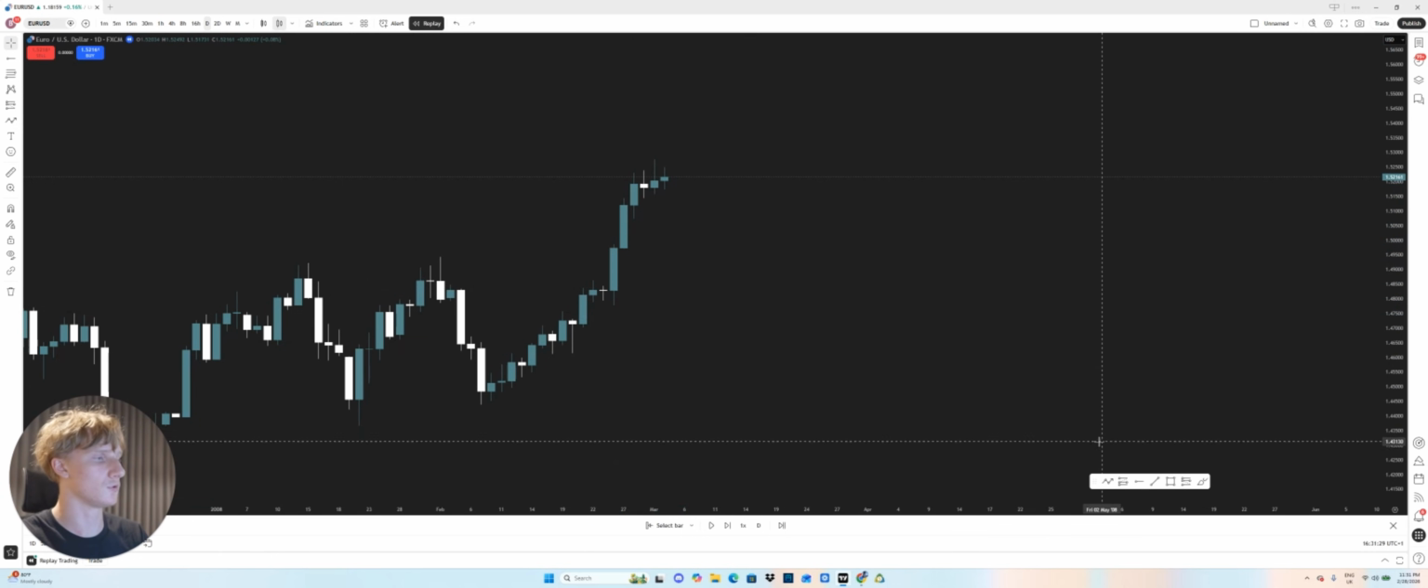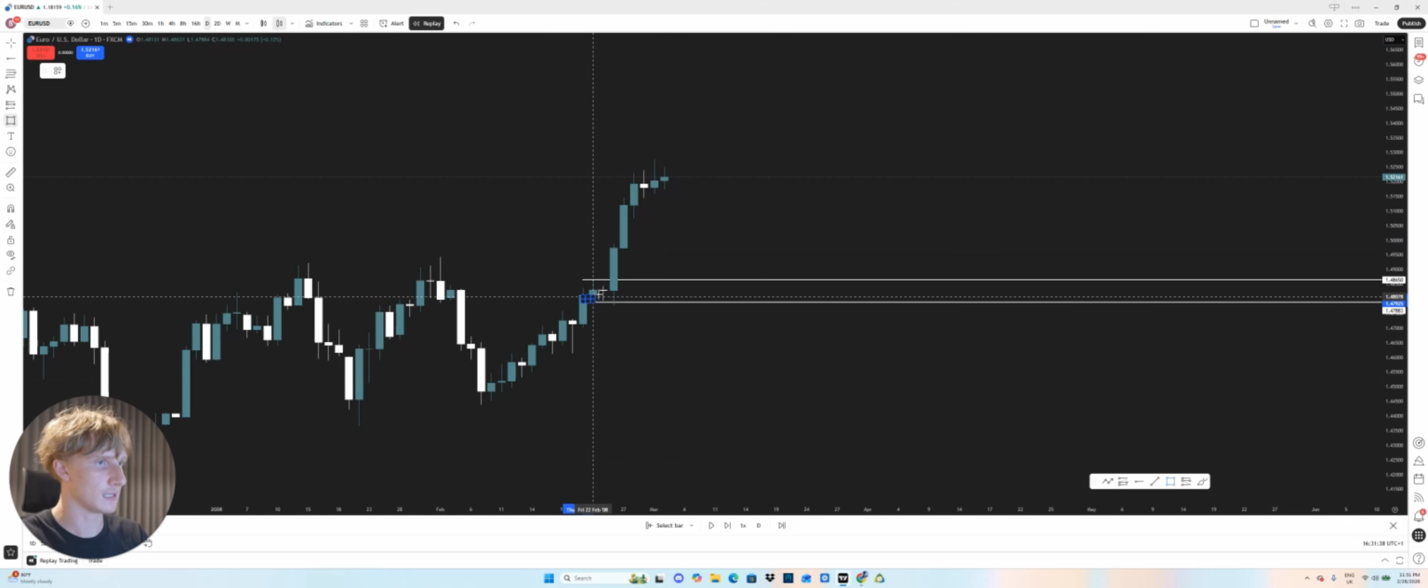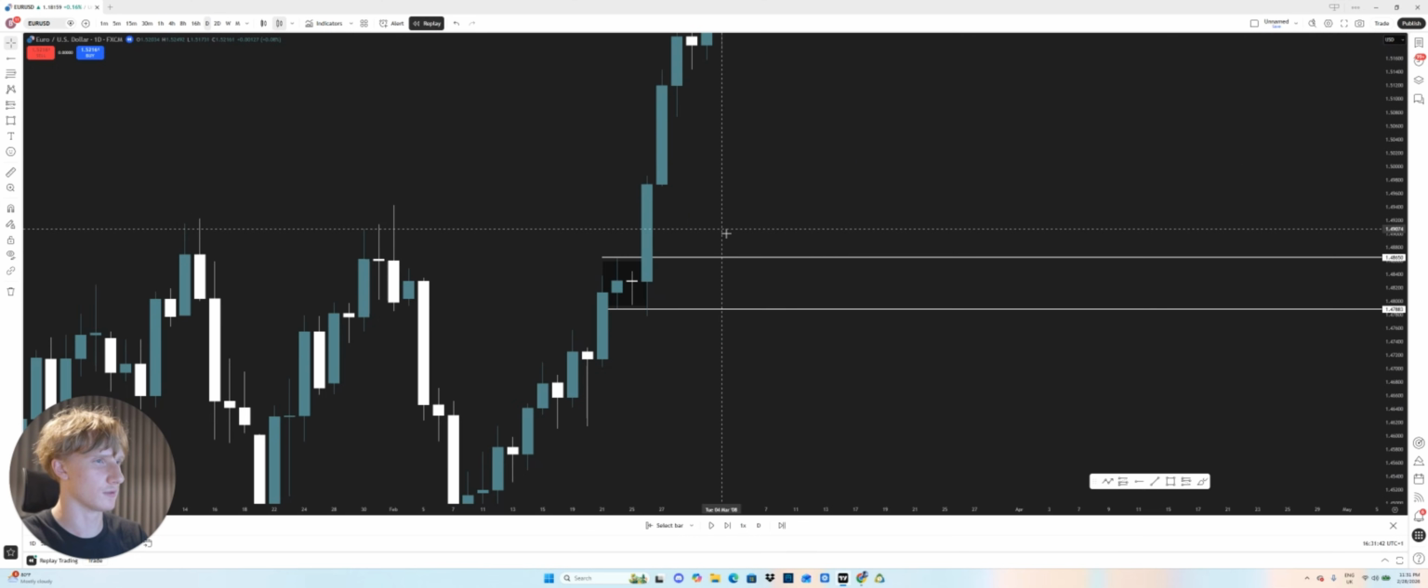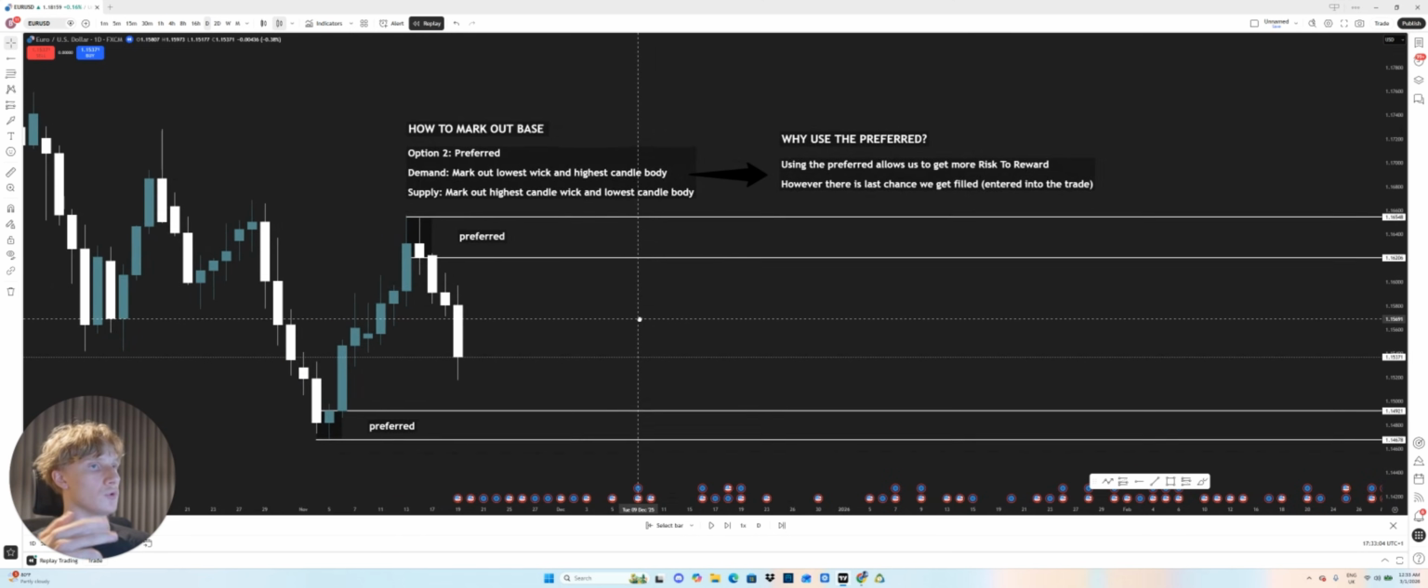Now, in order for me to mark out my base, I'm going to mark out the lowest wick to the highest wick within the base, within these indecisive candles, okay? Once again, that is what the base is. Okay, so now we went over how to actually identify the base and isolate it. Now we're going to move over to the preferred version. So what is the preferred version?